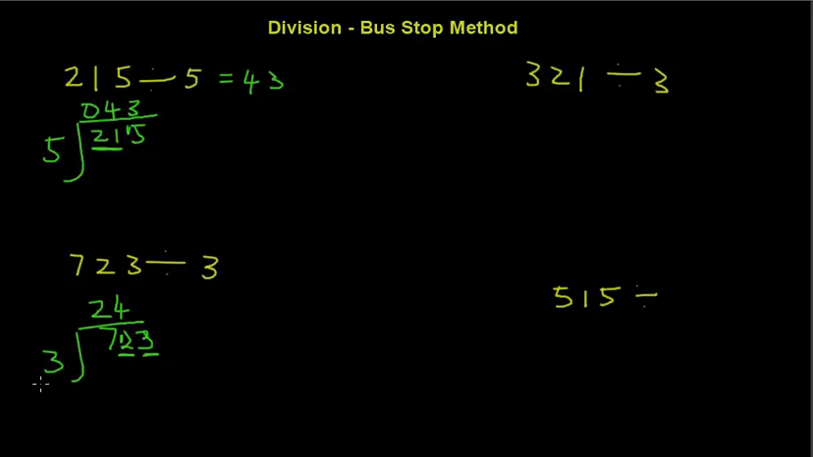So then how many times does 3 go into 3? And the answer is 1. So the answer to 723 divided by 3 is 241. So now here we have 321 divided by 3. Once again, how many times does 3 go into 3? The answer is 1. Now this is a special example because the next digit is 2.